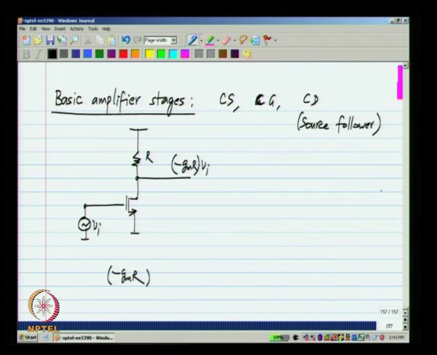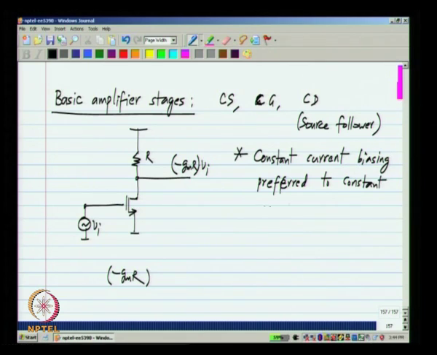Now, we can bias the transistor in various ways, and usually constant current biasing is preferred to constant VGS biasing. This is because of the sensitivity.